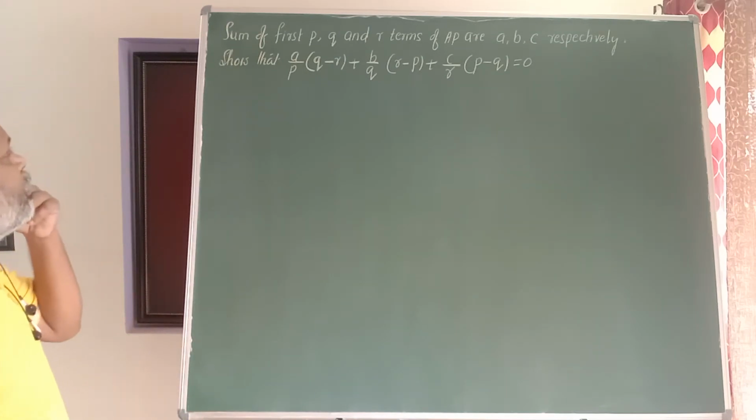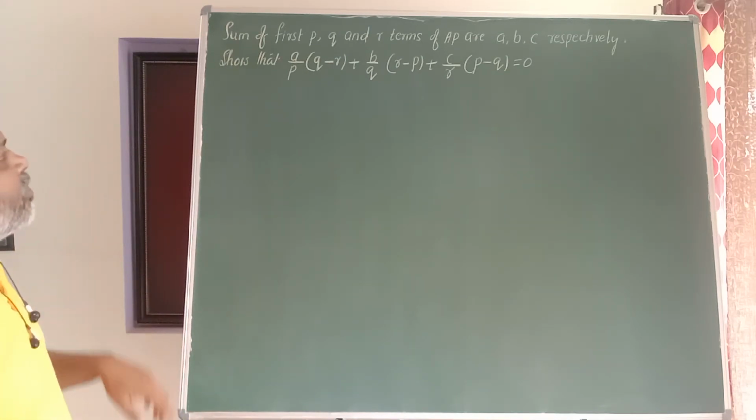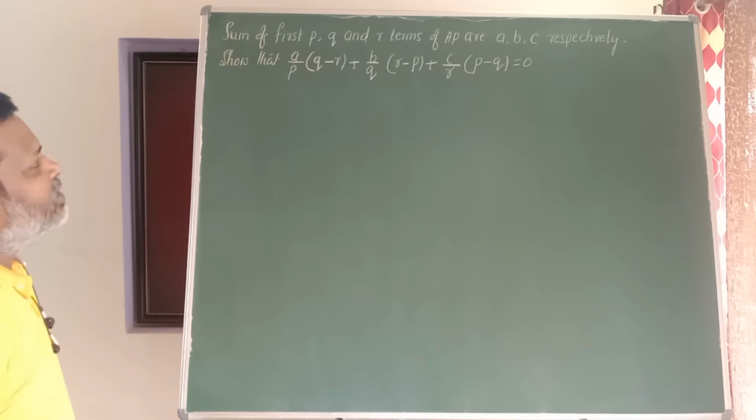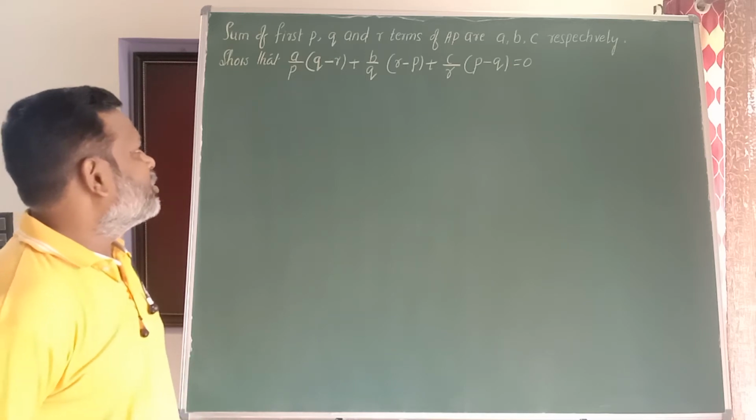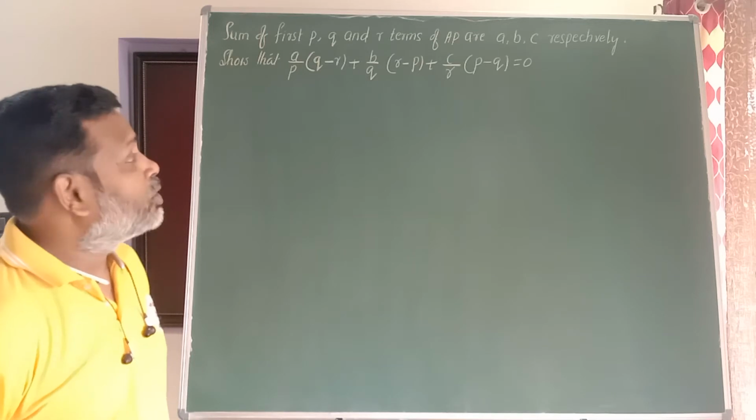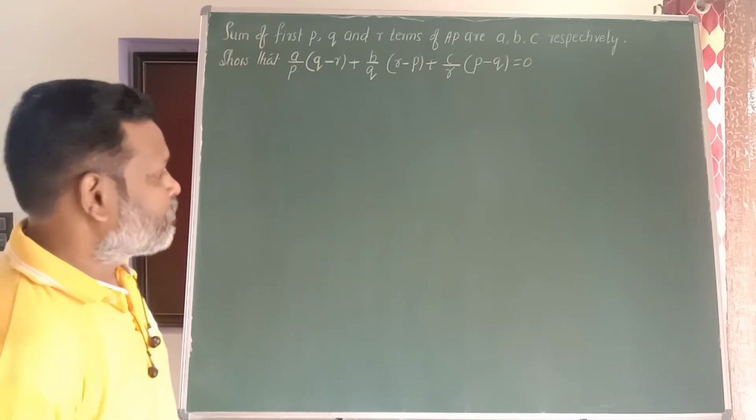The sum of the first P, Q and R terms of an AP are small a, small b, small c respectively. We have to show that a by p into (q minus r) plus b by q into (r minus p) plus c by r into (p minus q) is equal to 0. This is the question.